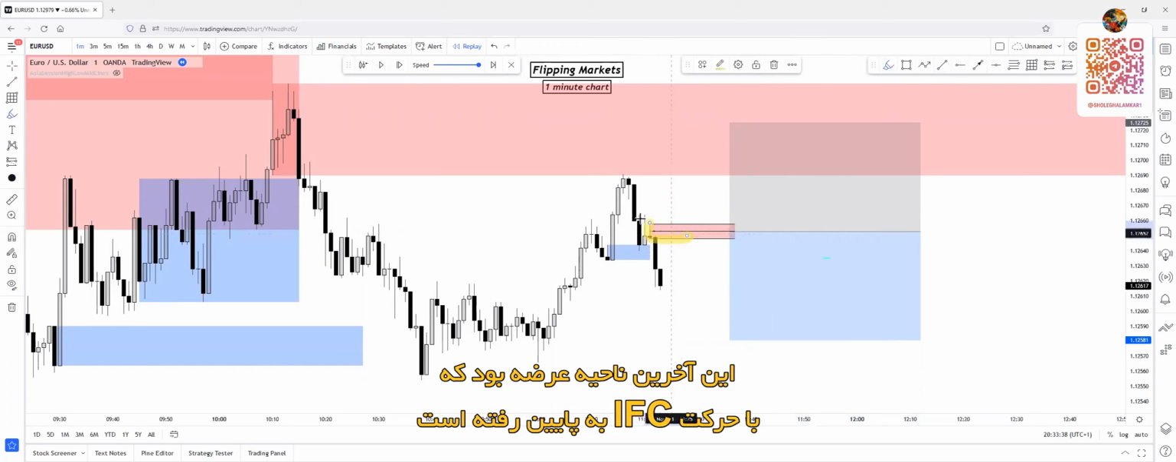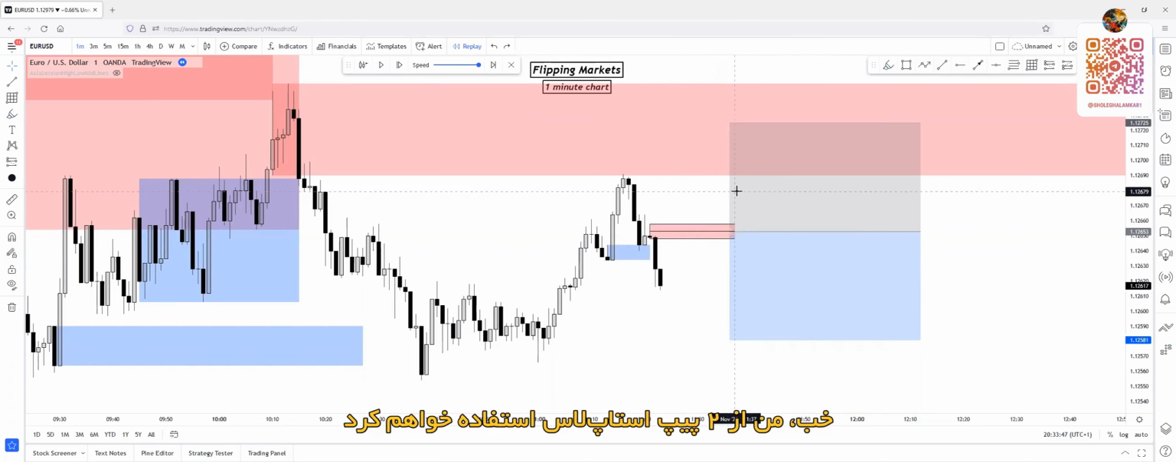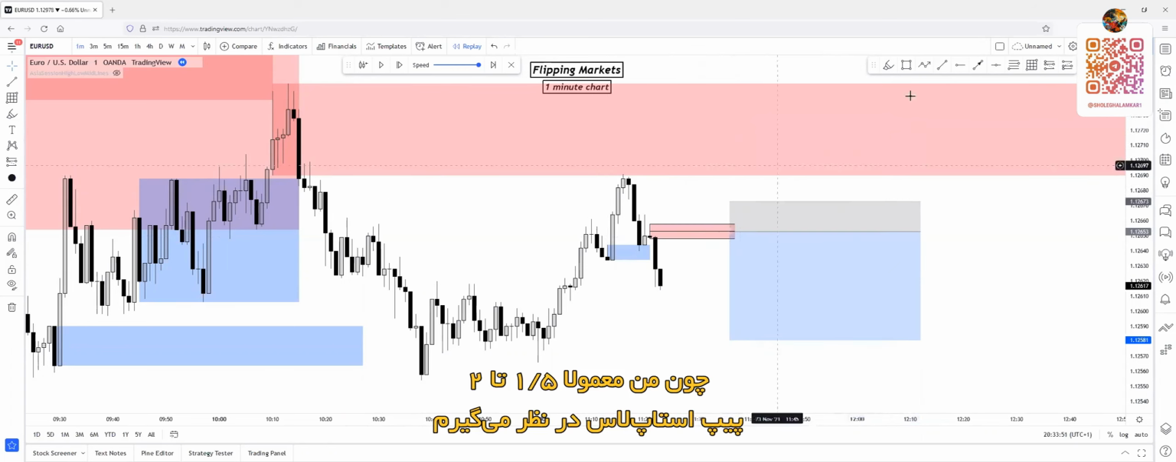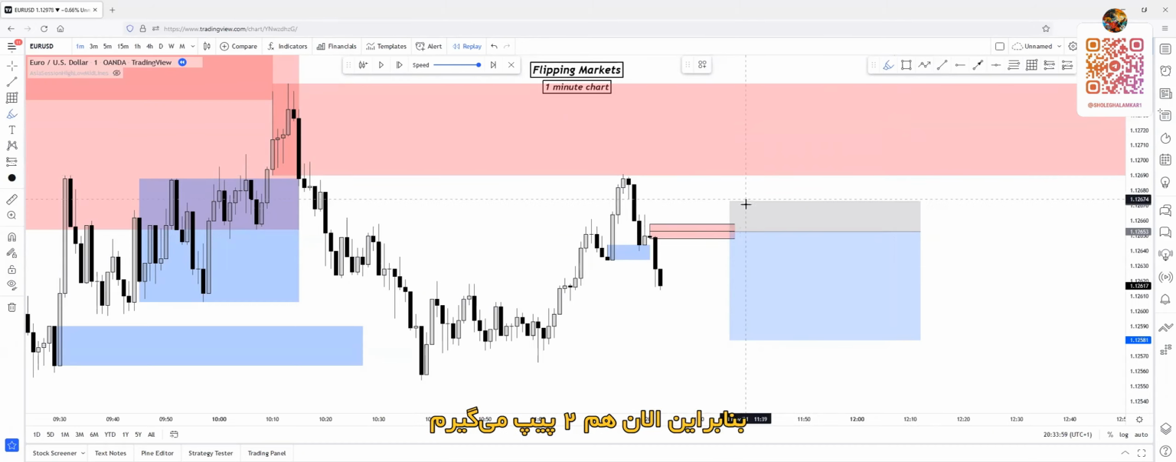So here's the last supply zone that created inefficient push to the downside. It broke through this demand zone, and I just set a limit order on the 50% of this candle. So this is an equilibrium entry, right? Okay, I will use a 2 pip stop loss because, as I said, I normally use a 1.5 or 2 pip stop loss, but 90% of the time I will use a 2 pip stop loss. So let's just keep it that way.